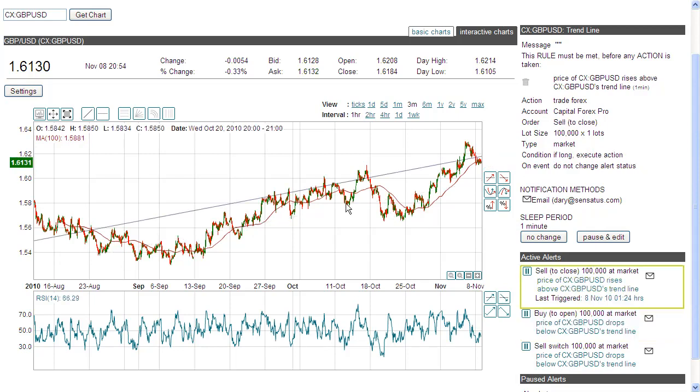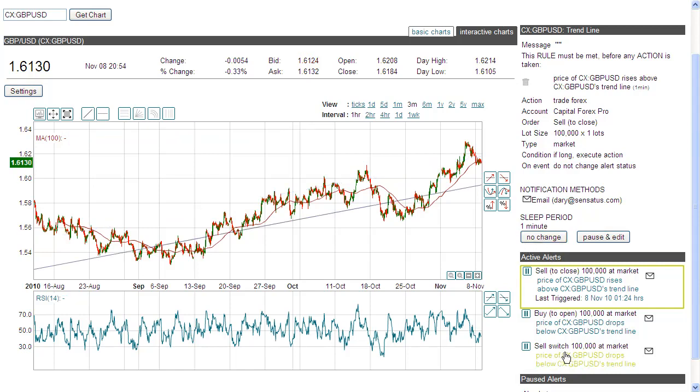If the price then rallies, I have set up a trade that will sell to close when the price hits this resistance trend line. And that will only happen if I'm in a long position. So if I manually close out my position, it will not trigger.